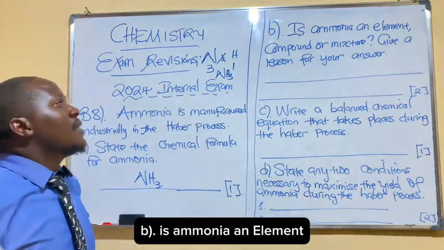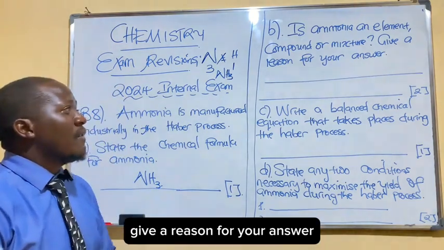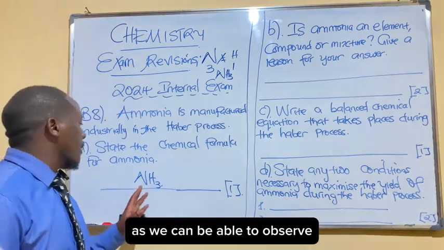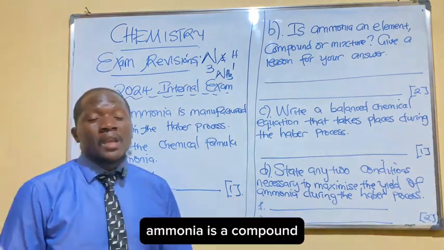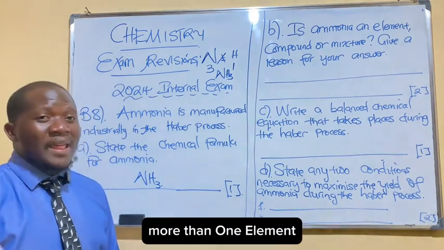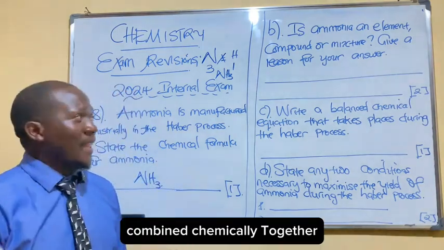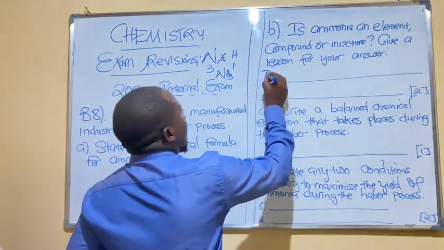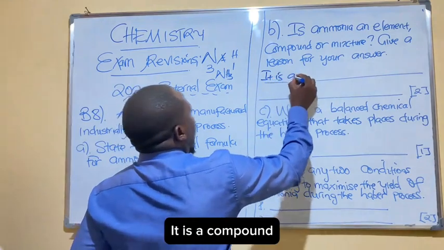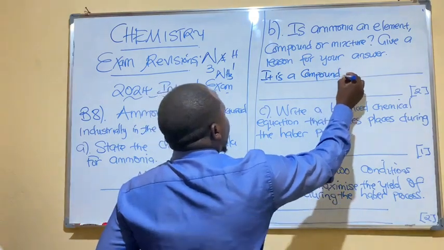Then B, is ammonia an element, compound, or mixture? Give a reason for your answer. As we can observe, ammonia is a compound because it consists of more than one element combined chemically together. So it is a compound.